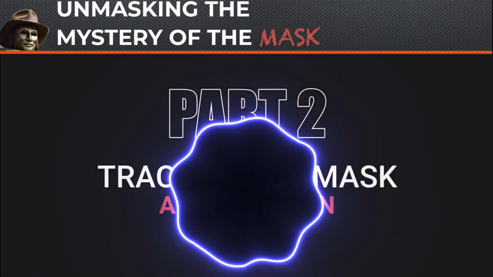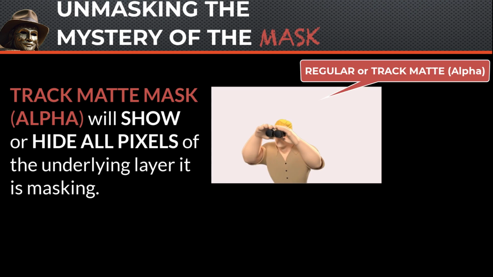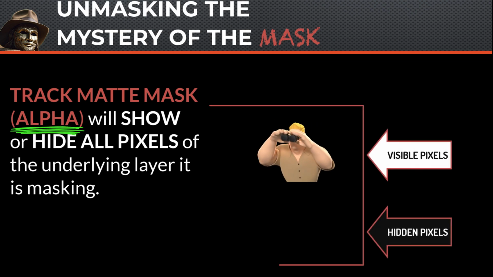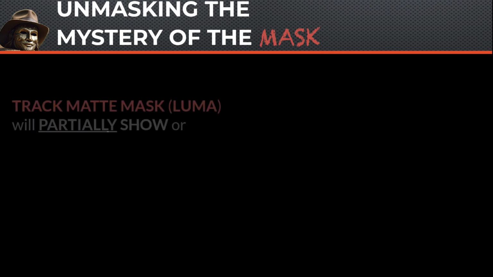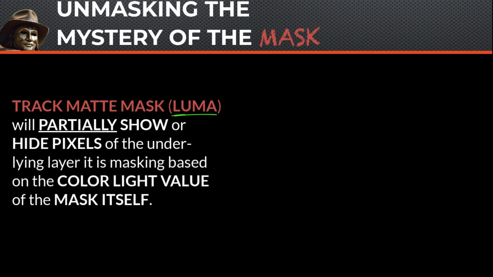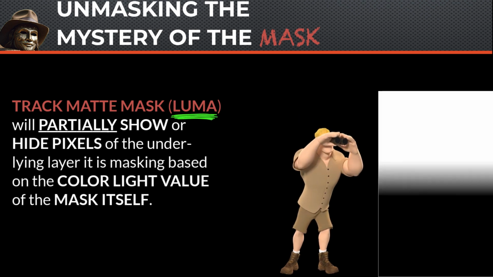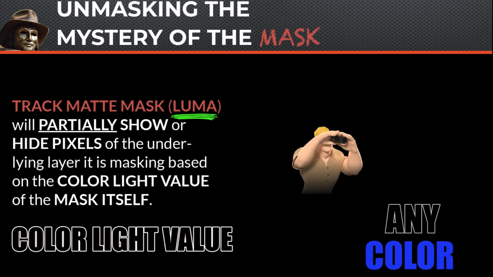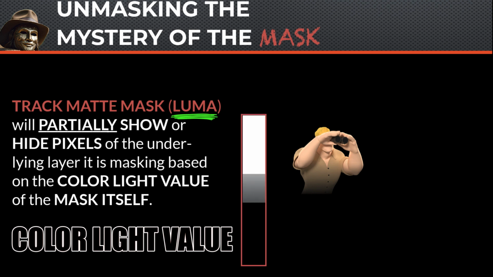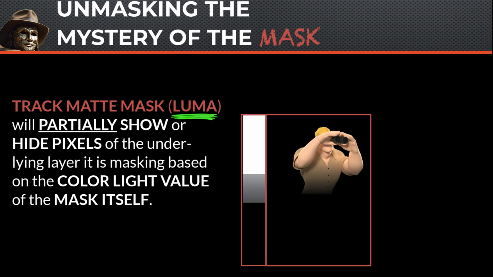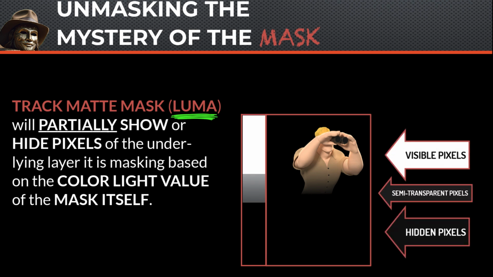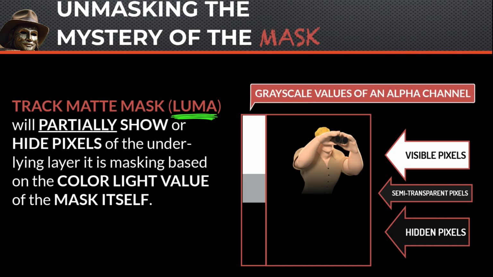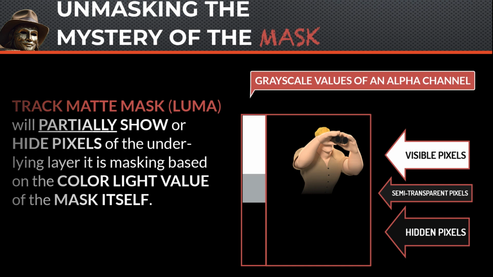In part 2 of this series, I showed you how to use a track matte mask with Alpha. In this video, I will show you how to use a track matte mask with Luma. A track matte mask with Luma uses the color light value of any color, typically black, white, and various shades of gray, of the mask itself to determine how much of the underlying pixel will be shown or hidden. For geeks, this is called the grayscale value of an alpha channel.